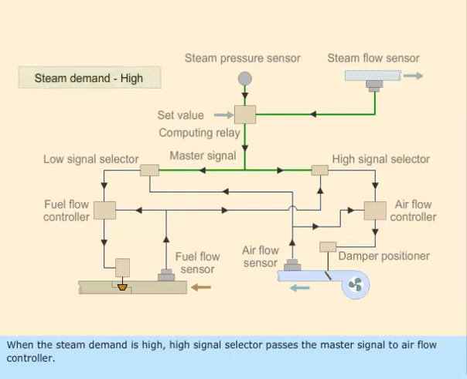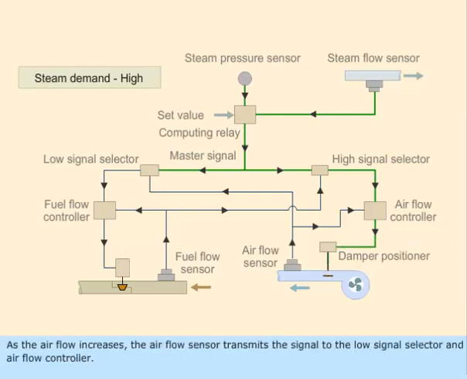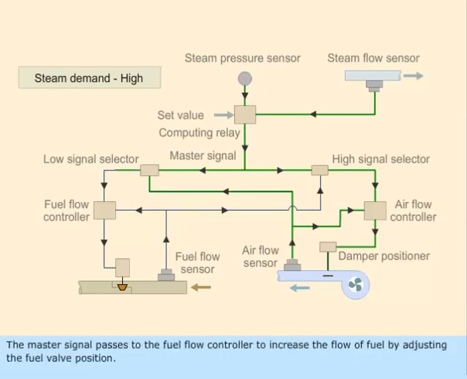When the steam demand is high, high signal selector passes the master signal to airflow controller. The airflow controller increases the airflow by adjusting the damper position. As the airflow increases, the airflow sensor transmits the signal to the low signal selector and airflow controller. The master signal passes to the fuel flow controller to increase the flow of fuel by adjusting the fuel valve position.